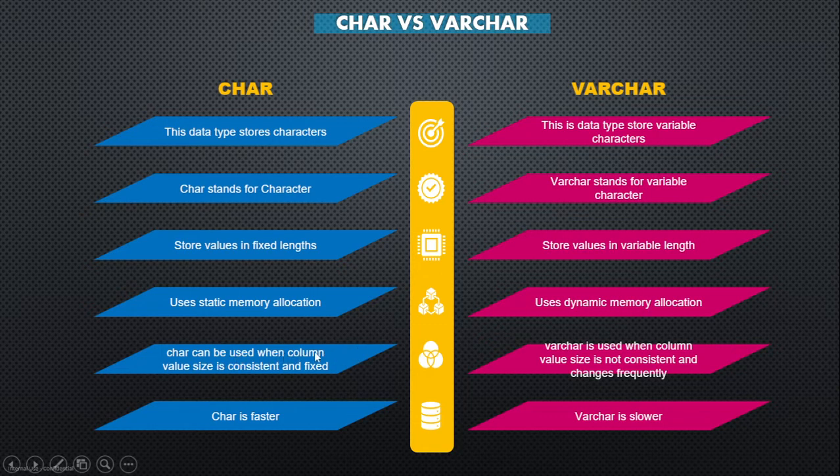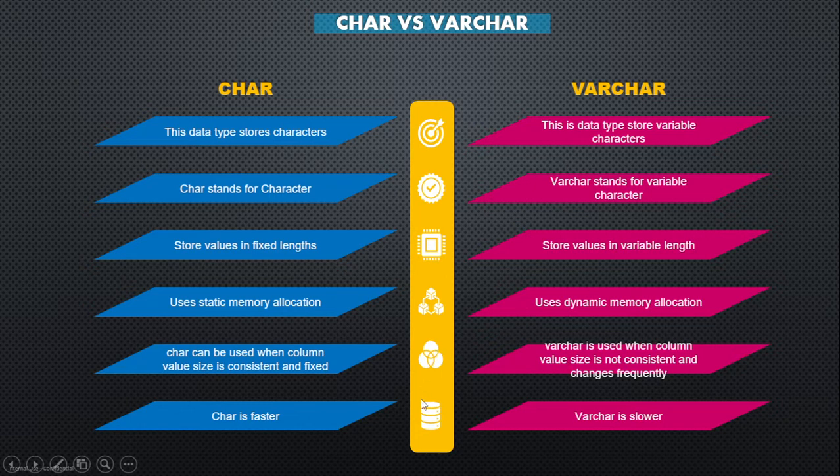Char can be used when column value size is consistent and fixed. Varchar is used when column value size is not consistent and changes very frequently. Char is faster, varchar is slower. I'm going to explain each and every point here, so we'll move to an example.